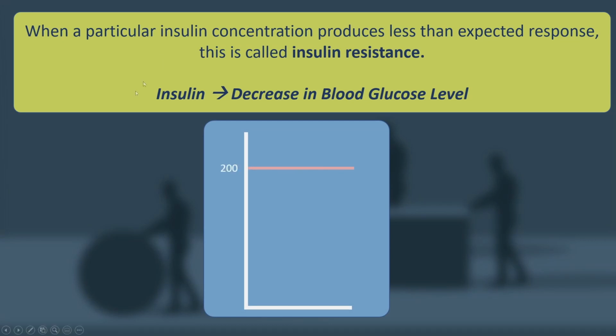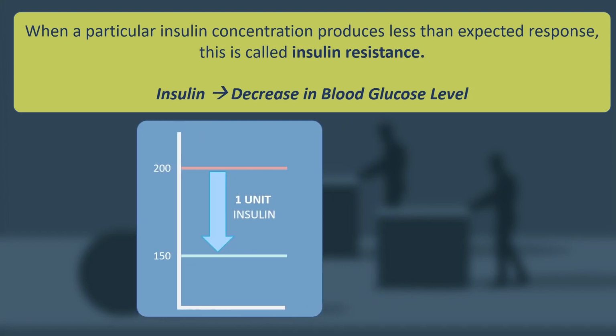Let's suppose that a person has a 200 mg per dl blood glucose level. Now, to lower this blood glucose level to, let's say, 150 mg per dl, 1 unit of endogenous insulin might be needed. So the body might create 1 unit of insulin, and in a normal person, this 1 unit of insulin might bring the blood glucose level from 200 mg per dl to 150 mg per dl. This is the normal efficiency of action of insulin.